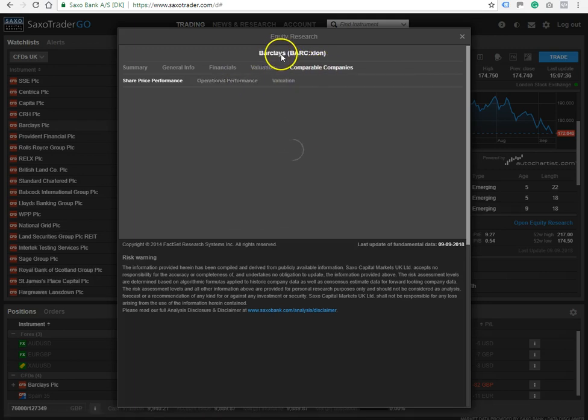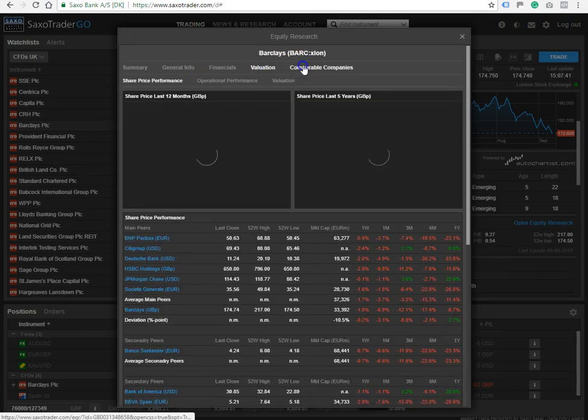In particular, this is quite interesting. Barclays, relative to its competitors within the industry, it's quite handy for pairs trading. So there you go, comparable companies, be it BNP, Citigroup. It's nice if you want to put some pair charts up.